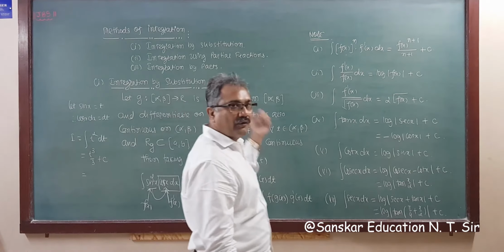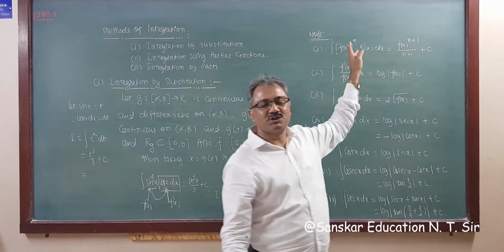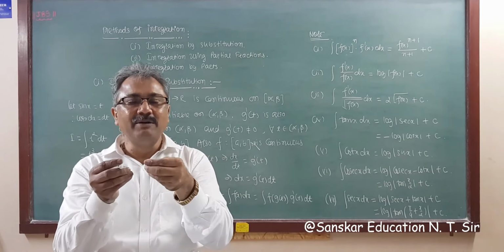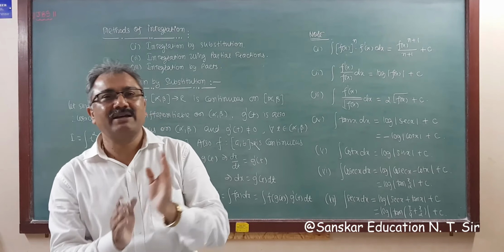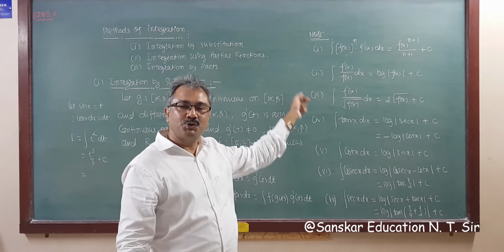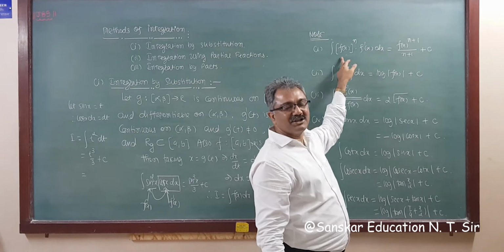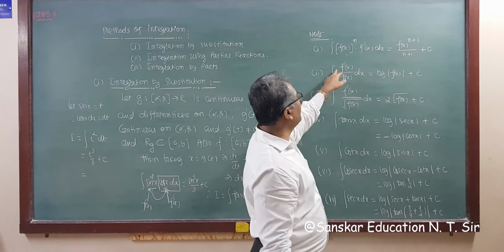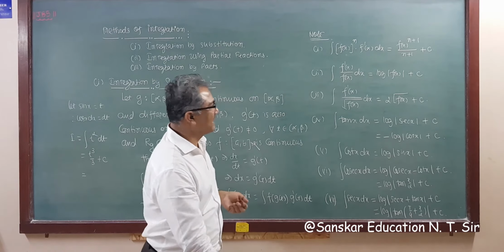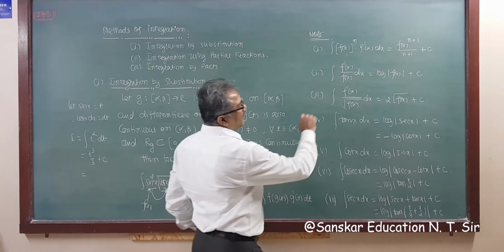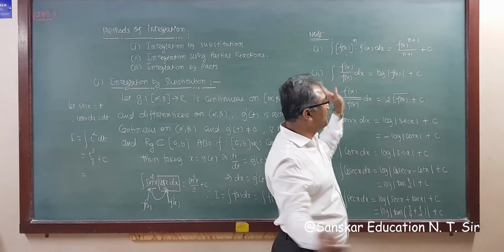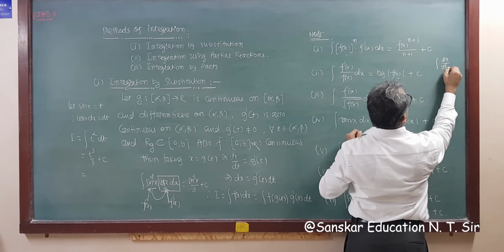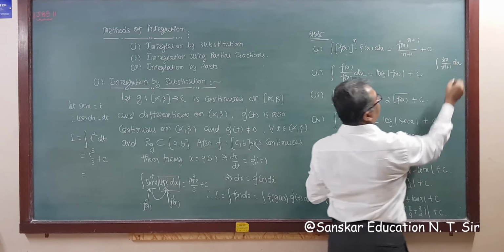Or if you don't want to substitute, you can apply this method also, where the derivative and function are both together in multiplication. In multiplication, then you have to apply [f(x)]^n into f dash x, which is equal to [f(x)]^(n+1) upon n plus 1. Now another formula, f dash x upon f(x), right? Suppose then the answer is log mod f(x), that you know. Suppose you are given integration of 2x upon x square plus 1 dx.